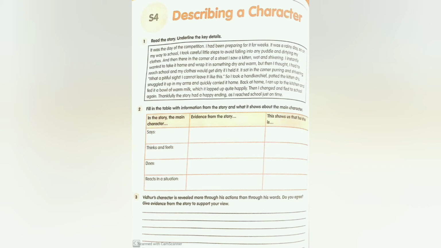Question number 3. Vidur's character is revealed more through his actions than through his words. Do you agree? Give evidence from the story to support your view. Yes, I agree with the given statement because the author tells us more about Vidur's personality by telling us what he does for the mother panther and the cub than what he says. Some more important traits of his character are seen when he smartly locks the cub in the garage and bravely reunites the mother panther with its cub.